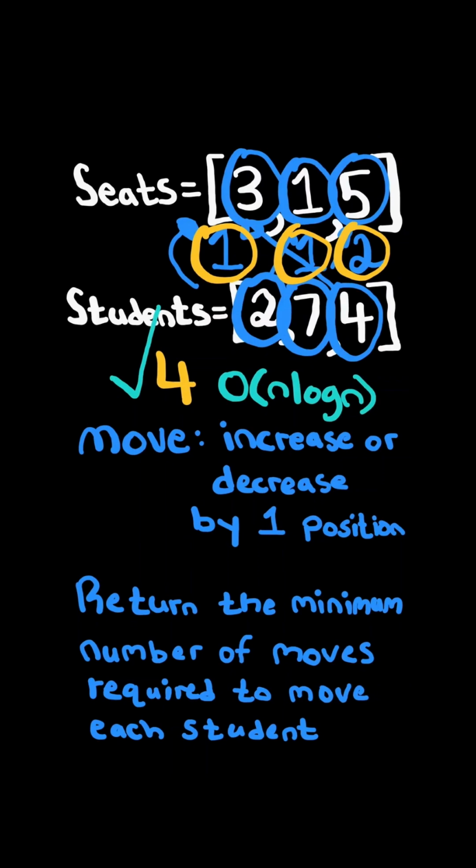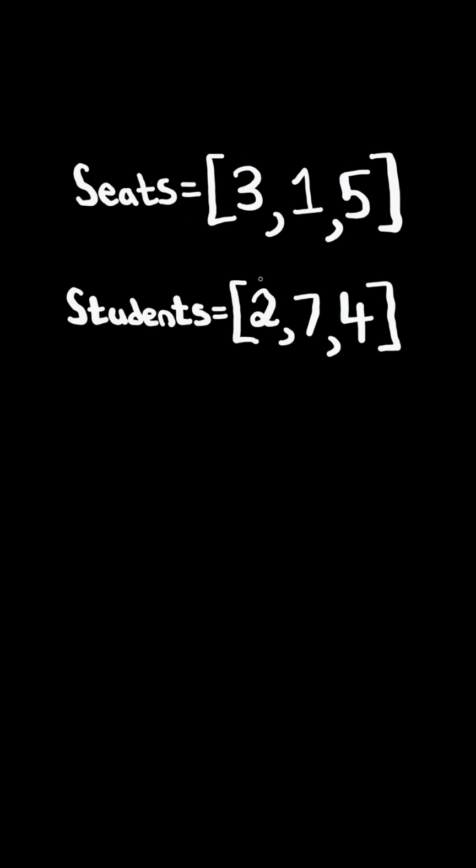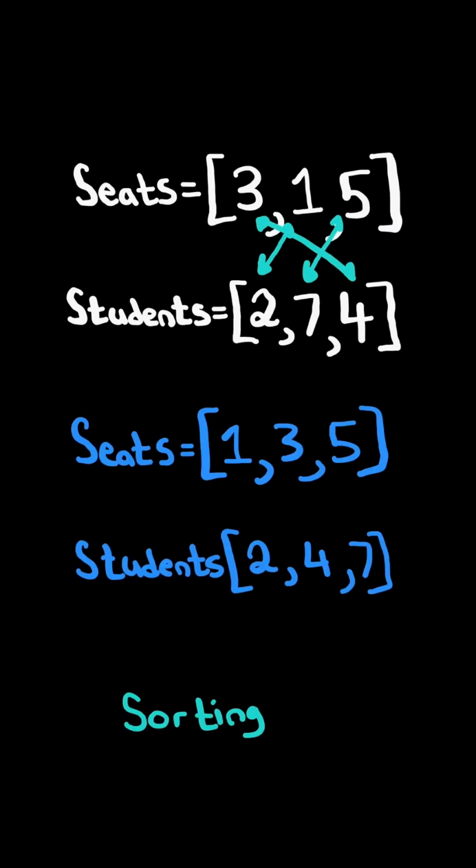We will solve this in O(n log n) time. To minimize the number of moves, we need to pair the closest student with the closest seat. The easiest way to do this is to consider sorting the seats array and the students array. Sorting allows students to be paired with their closest seat, and this pairing will minimize the number of moves we need to make.